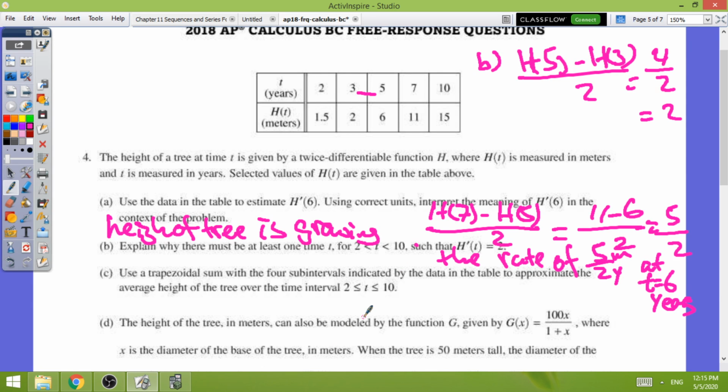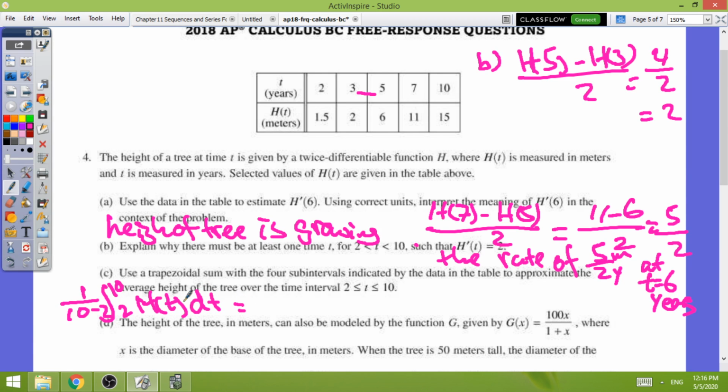And then for part C, you want to use the trapezoidal sum with the 4 subintervals indicated by the data in the table to approximate the average height of the tree over the time interval from 2 to 10. So for this one you want to use the average value theorem. We know that it's 1 over b minus a, so 1 over 10 minus 2, and then integrate from 2 to 10. That's just the average value theorem for the integral.